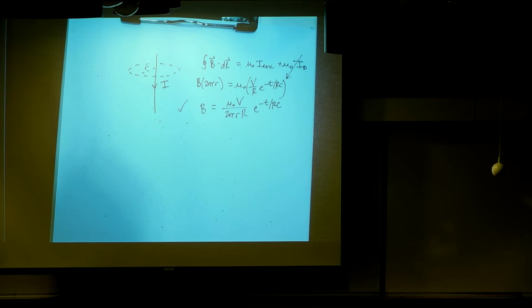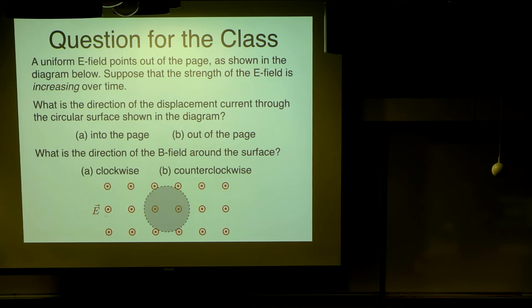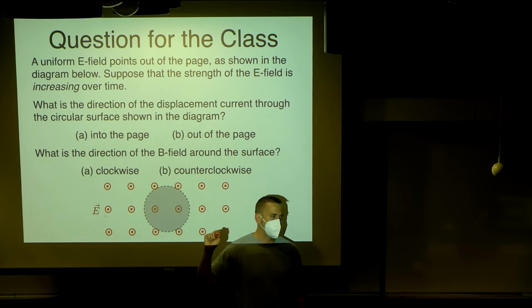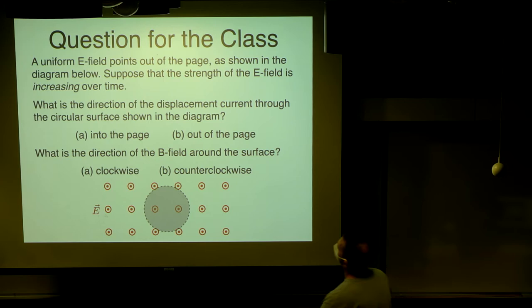All right, we're going to start with some conceptual stuff, just getting the directions of displacement current and B field right, okay? So let me show you what you're looking at here. What you are looking at in this picture is a uniform electric field. This is an E field. Which way is it going? It's pointing out towards you. We have a surface, which we're going to use for reference right here. It's a circular surface, and you can see there's obviously some electric flux through that surface, right? With lines going through it.